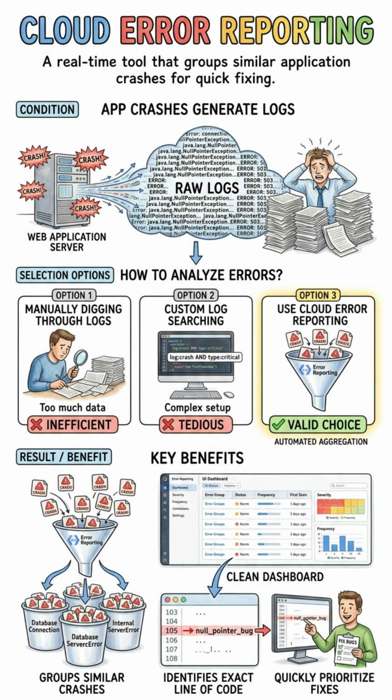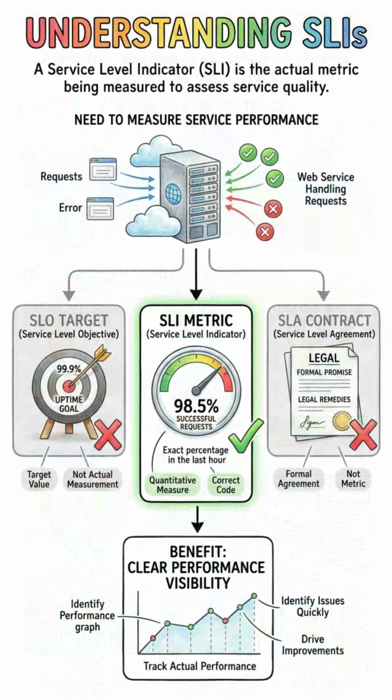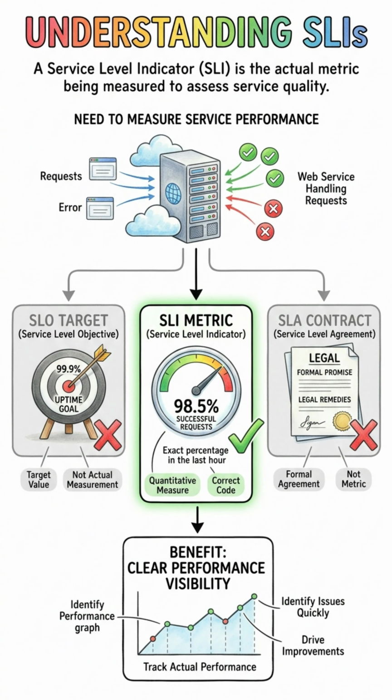A major part of optimizing cloud operations involves site reliability engineering, which introduces specific terminology you must know for the exam. A service level indicator, or SLI, is a carefully chosen quantitative measure of some aspect of the level of service being provided. Simply put, an SLI is the actual metric you are measuring, such as the exact percentage of successful requests your website served in the last hour.